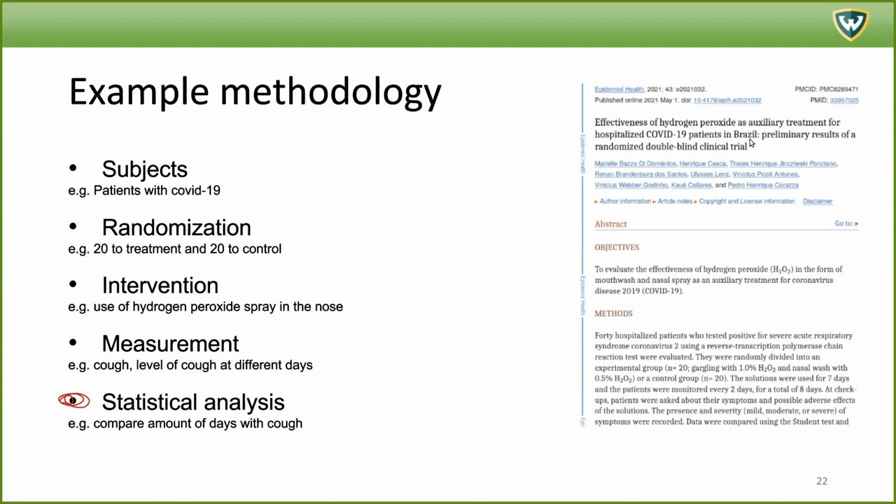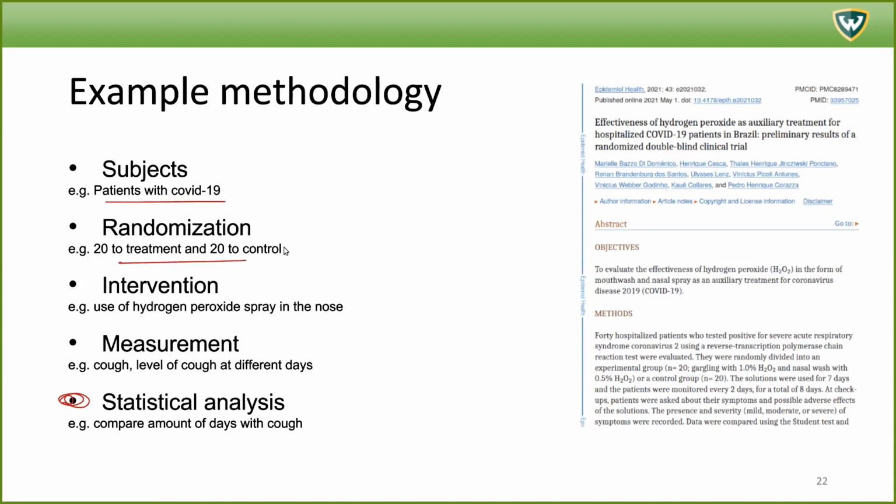So here's a study of the impact of the use of hydrogen peroxide to treat COVID patients, and they use a pretty standard medical experimental methodology. And there are subjects, which are the observational units, you may say, in the data, the people you're dealing with or the things you're measuring and studying. And these are patients with COVID-19.